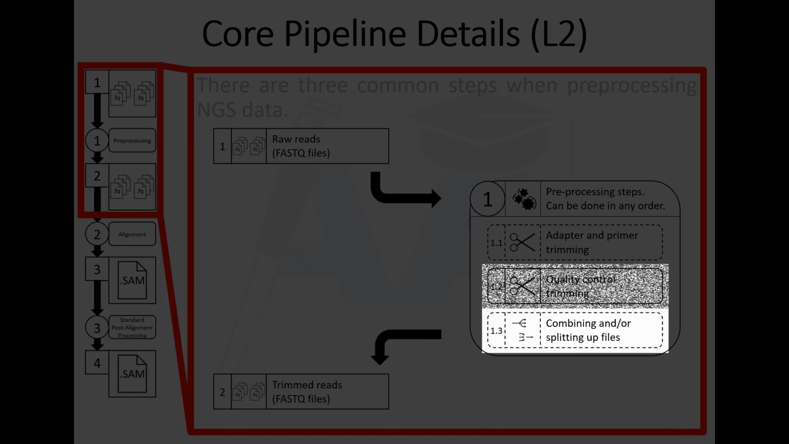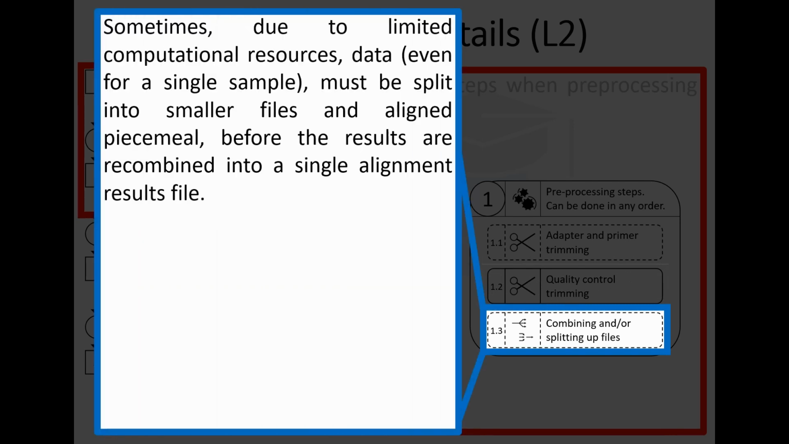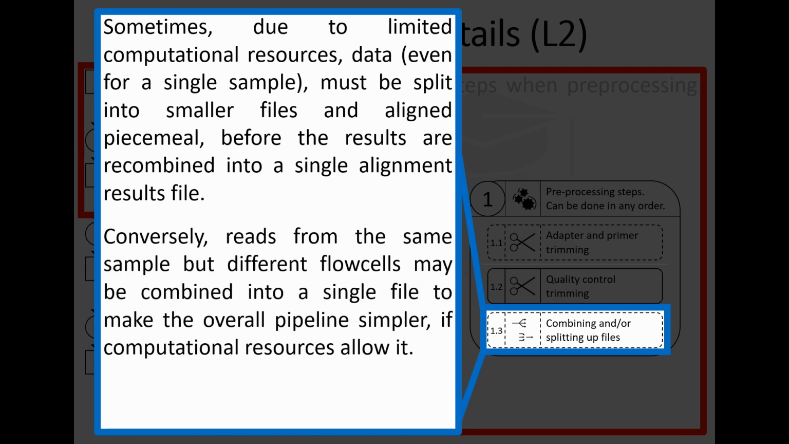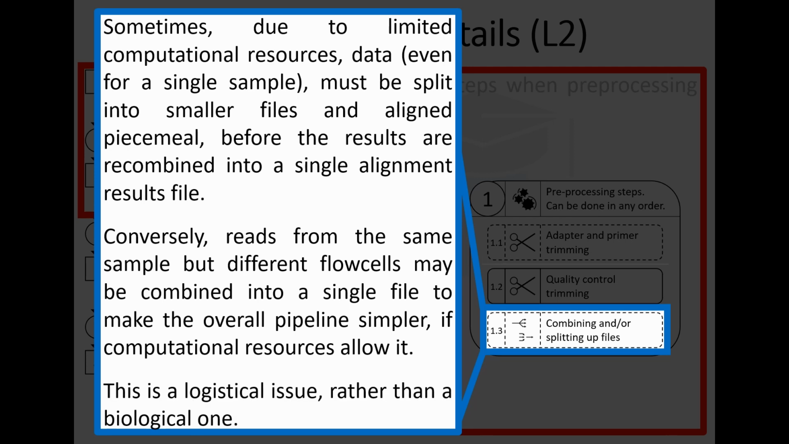Sometimes, due to limited computational resources, data, even for a single sample, must be split into smaller files and aligned piecemeal before the results are recombined into a single alignment results file. Conversely, reads from the same sample but different flow cells may be combined into a single file to make the overall pipeline simpler, if computational resources allow it. These are logistical issues rather than biological ones. Similar to adapter and primer trimming, this process is not always necessary.